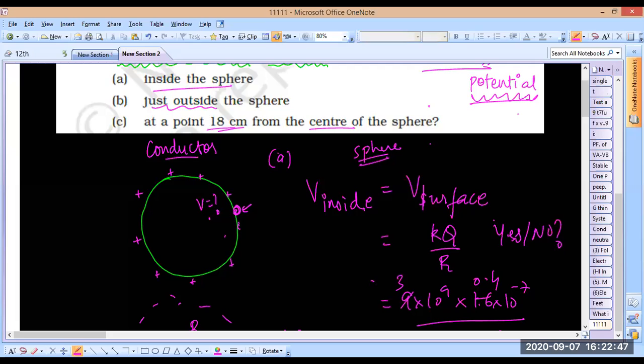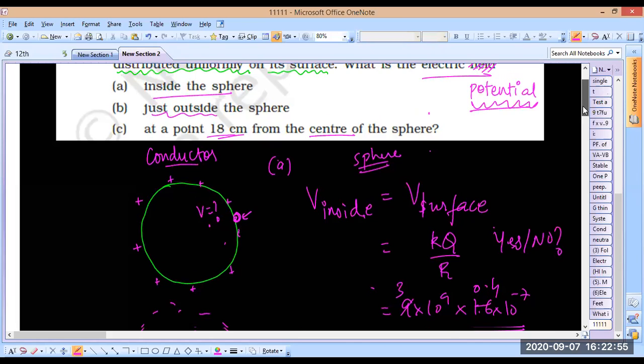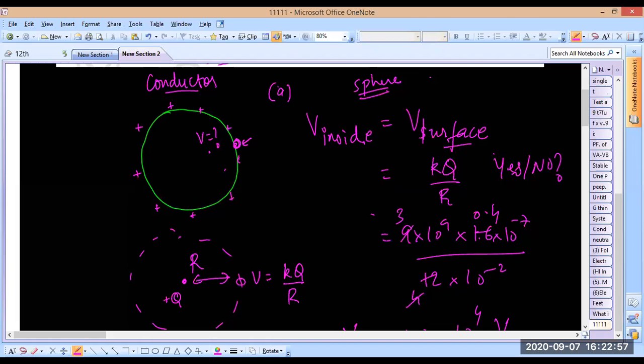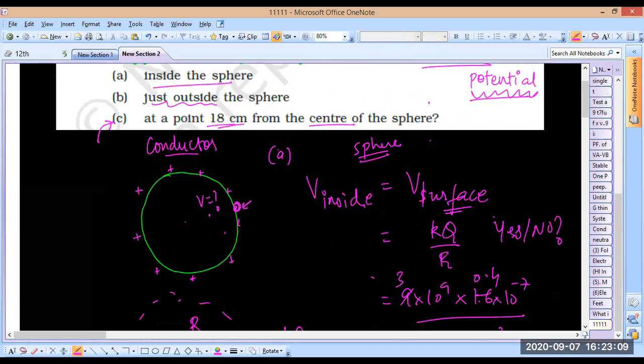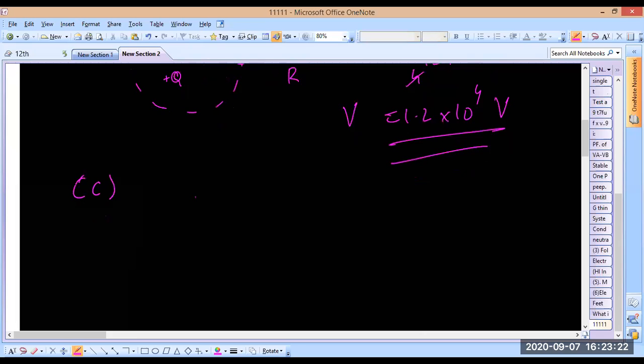Okay, very good. The answer will be same. That's correct. Yes, correct. Just outside the sphere is same as the surface because just outside means very close to the surface. All right. Yes, the same as A. Now let's go to next. C. Okay. 18 centimeter from the center of sphere. Over here, maybe at this point, right? 18 centimeter. So, okay, everyone, just a minute. This is very simple. Let me just explain that.